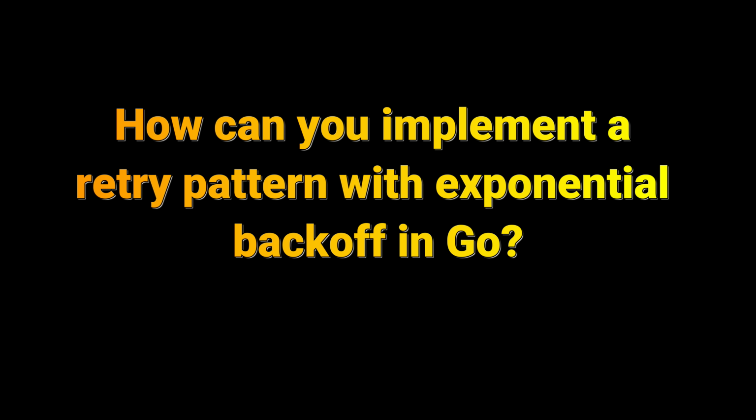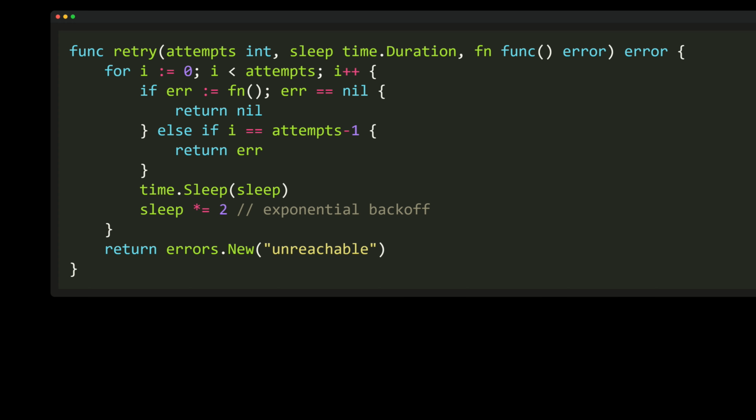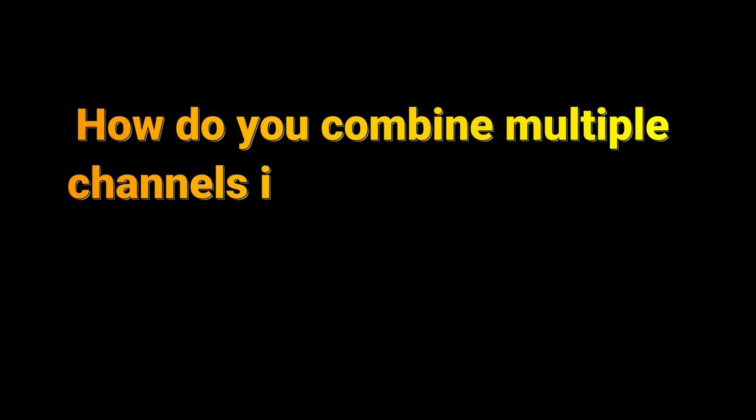Question: how can you implement a retry pattern with exponential backoff in Go? You can create a retry function that takes the number of attempts, sleep duration, and a function to try. In a loop up to the attempt count, call the function. If it succeeds, return nil. If it fails and is the last attempt, return the error. Otherwise, sleep for the current duration, then double the sleep time for the next attempt. This gives you exponential backoff, which means waiting longer each time you retry. The pattern helps handle temporary failures gracefully.